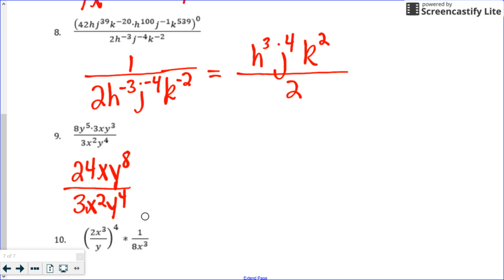Now I've got a division problem. When I'm dividing, I'm going to subtract my exponents. For these big numbers, though, I got 24 divided by 3, that's 8. I've got x to the first divided by x squared, so x to the 1 minus 2. That's going to be x to the negative 1. So that guy's going to go to the bottom and become positive 1. And then y to the 8 minus 4 is going to be y to the 4th. 8 minus 4 is 4.